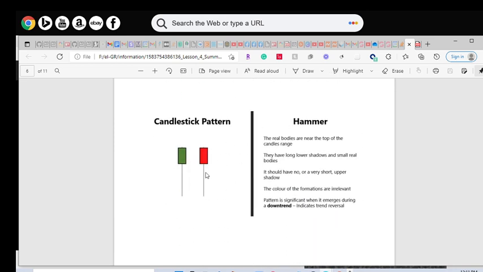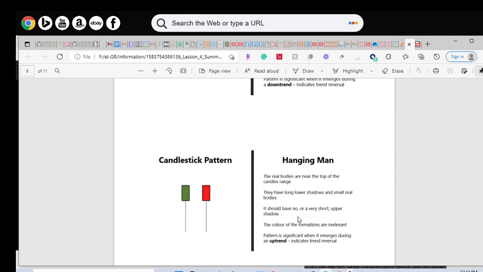Then you have the hammer. The real bodies are at the top of the candle range. They have long lower shadows and small real bodies, and should have no or very short upper shadows. The colors of the formation are irrelevant, and the pattern is significant when it emerges during a downtrend, indicating trend reversal. So this is the downward trend.